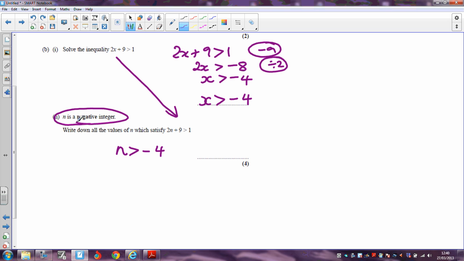Now if you have numbers which are negative, so negative integers means whole numbers, but greater than -4, then you must have -3, and then -2, and then -1. 0 isn't negative, so there's your solution.